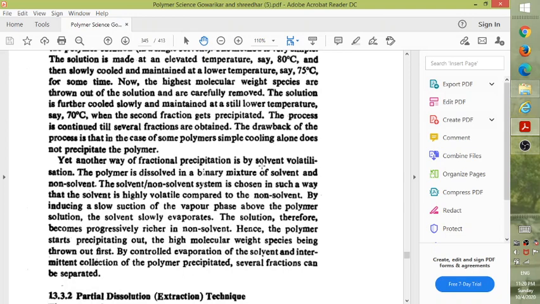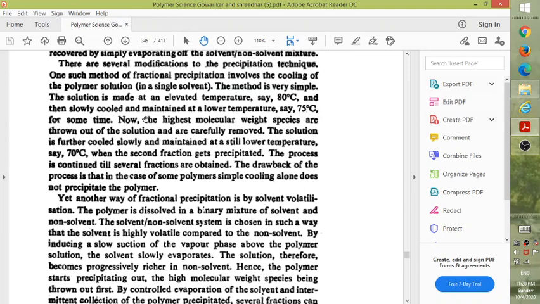So now you understood this. First, this is the heating one. First you heat. So what happens? All the high molecular weight species also get dissolved at elevated temperature, but as soon as you reduce the temperature, the high molecular weight species get thrown out. Then you separate it by siphoning. Then again you cool it further. Then the second higher molecular weight species separates out. That's how the fractionation is done.